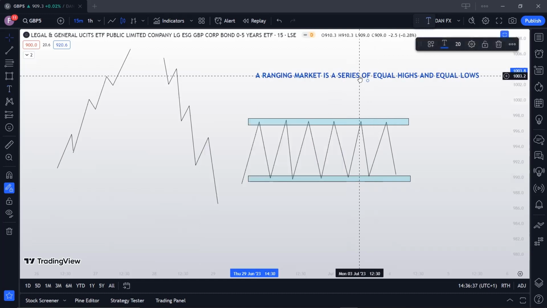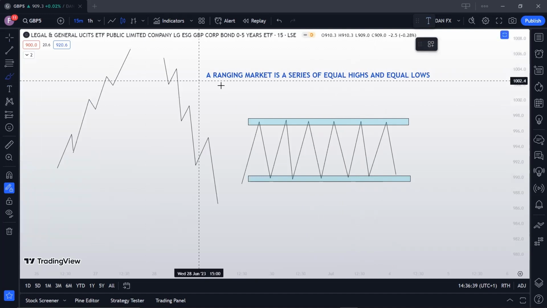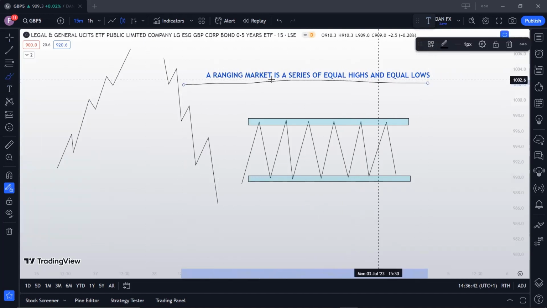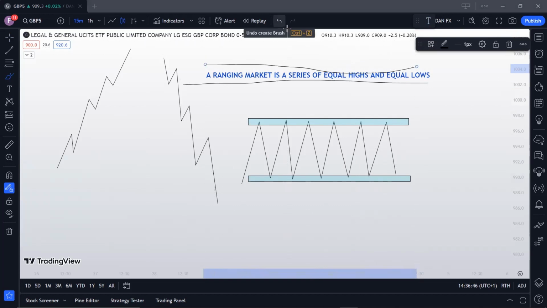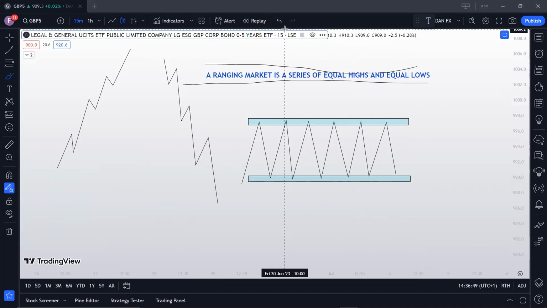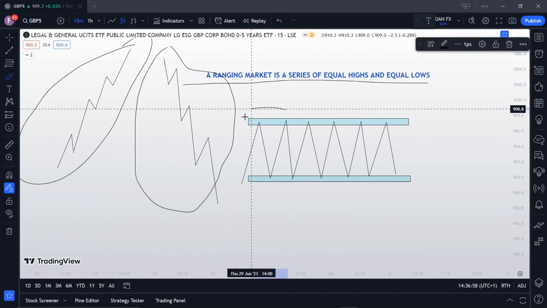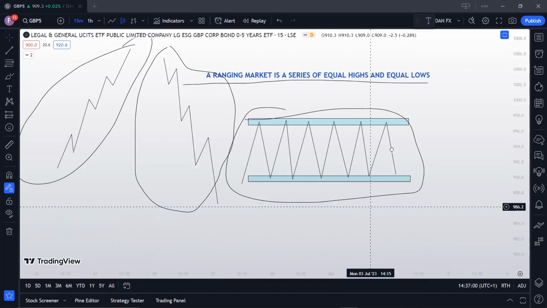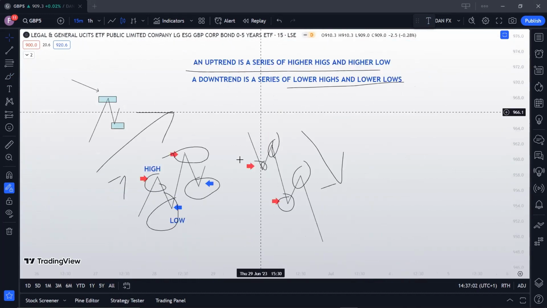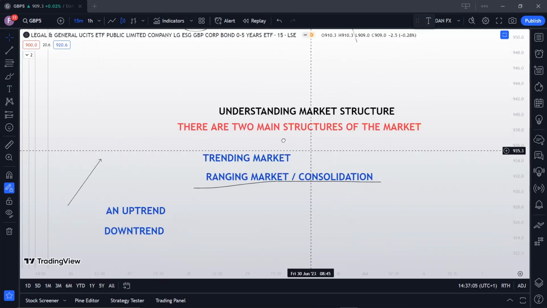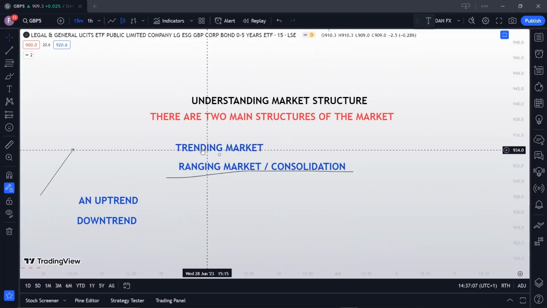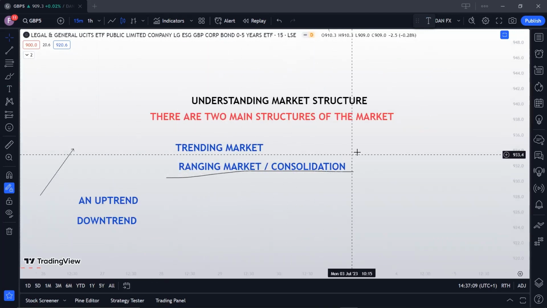Equal lows. All right, so this is what a ranging market is. It's also called consolidation. Most people call it consolidation. I call it consolidation too. So let's see. This is an uptrend. This is a downtrend, and this is a ranging market. Right. So those are the two main structures of the market, basically: the trending market and the ranging or consolidation market.